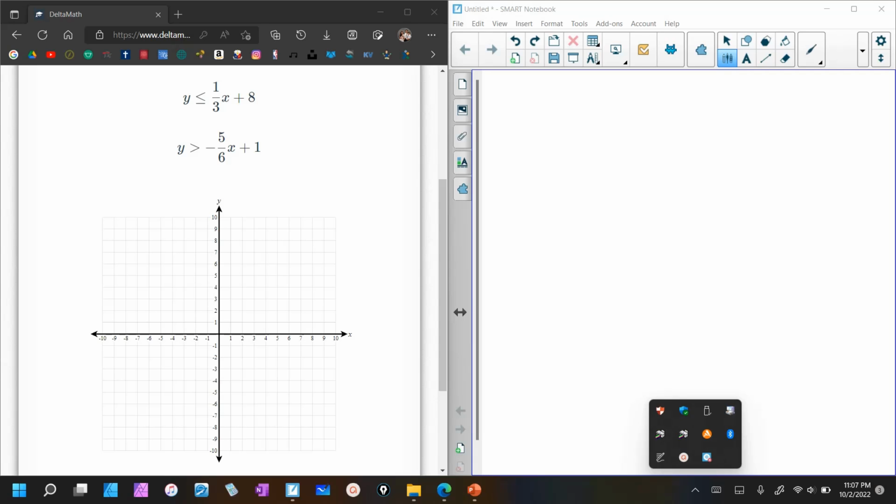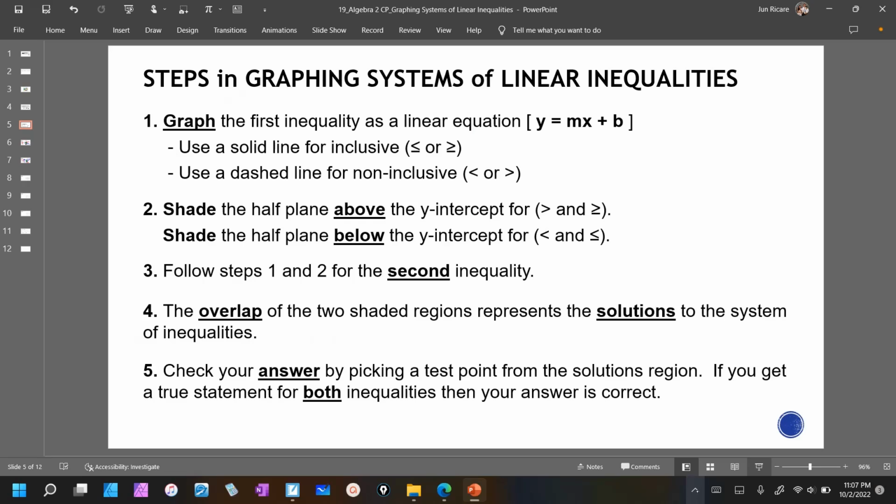Now let me discuss the steps that we will be doing. These are the 5 steps. Number 1, we will graph the first inequality. But we want to make sure that the inequality is in the form of y equals mx plus b. That equal sign can be less than or equal to, okay? Because it's easier to graph a linear inequality if it's in that form.